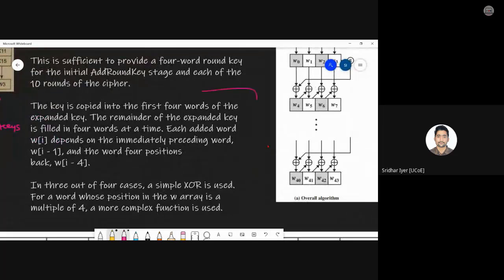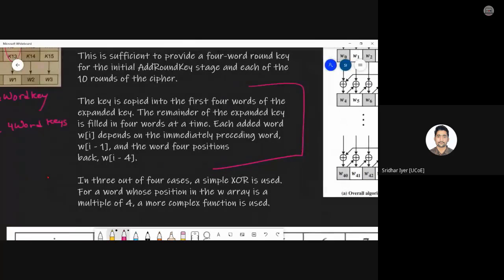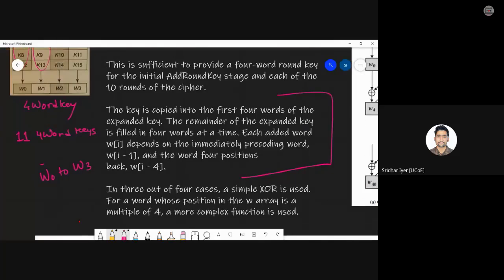This particular point is very important. The first 4 words are copied into the first 4 words of the expanded key. Then the remainder of the expanded key is filled with 4 words at a time, each added word wi. Now we know that we have w0 till w3. This is nothing but this only.